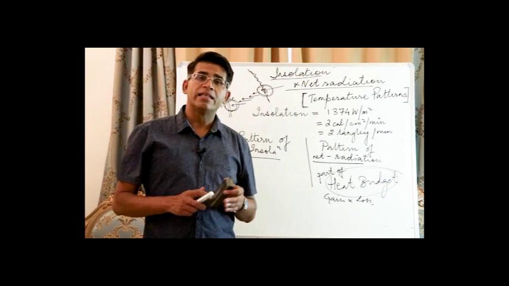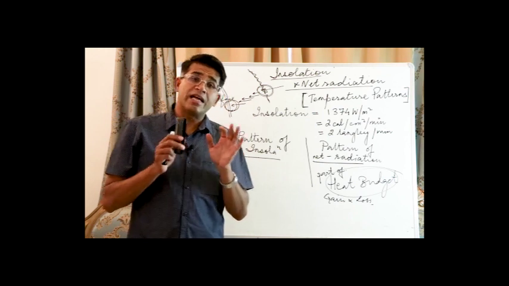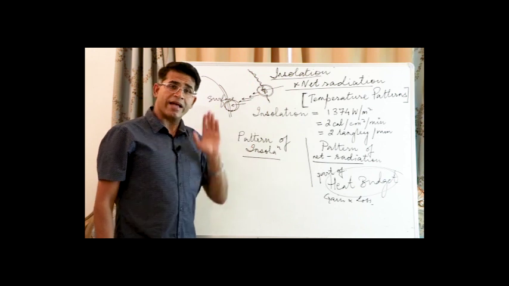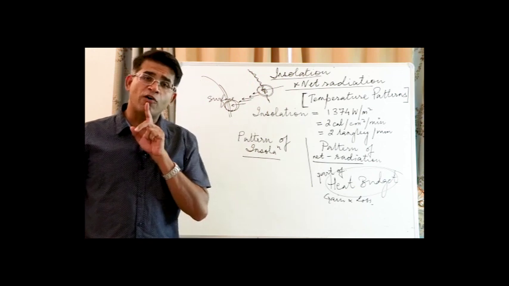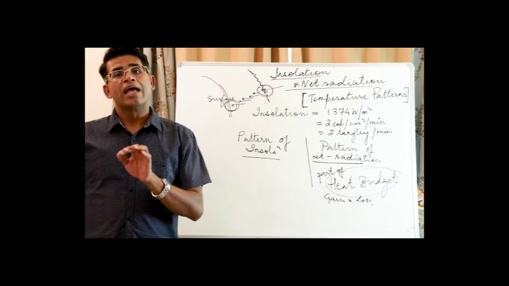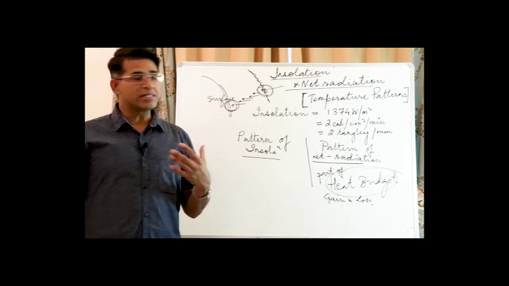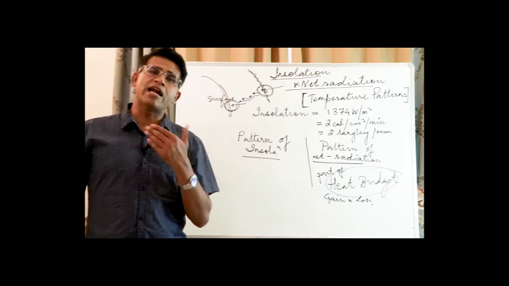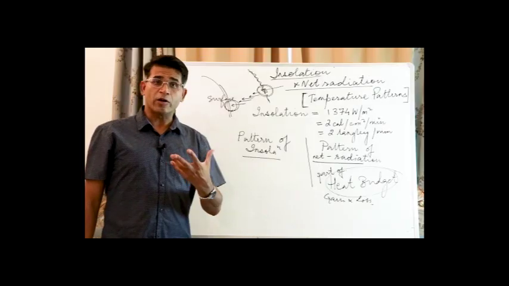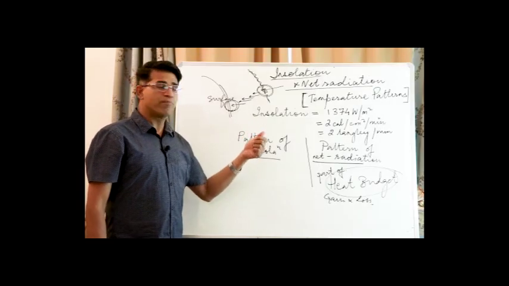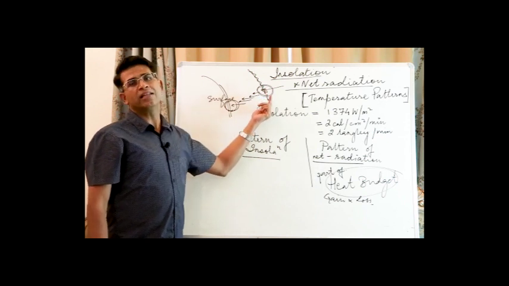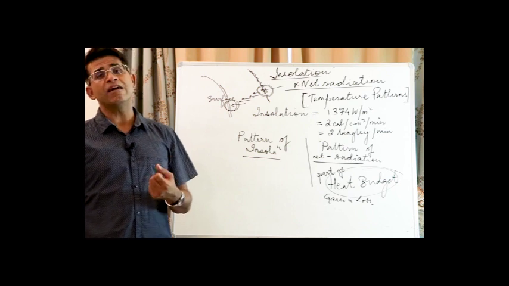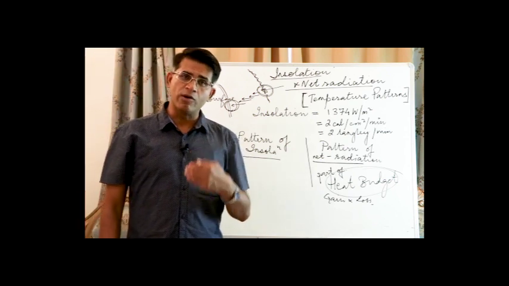In fact, if I look at the maximum radiation that the Earth receives at the outer atmosphere, the maximum insolation is for the poles. And if I talk about the maximum losses, the maximum losses are also for the high latitudes. This is because the distance traveled by insolation in the atmosphere in the high latitudes is more than the distance traveled by the insolation in the low latitudes.